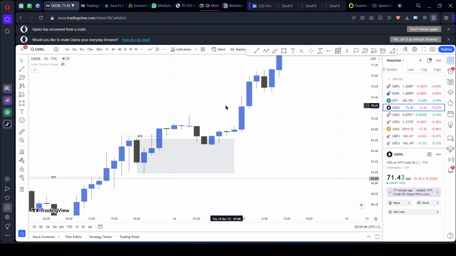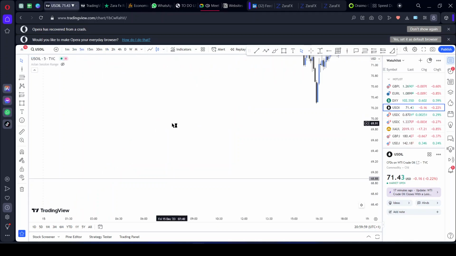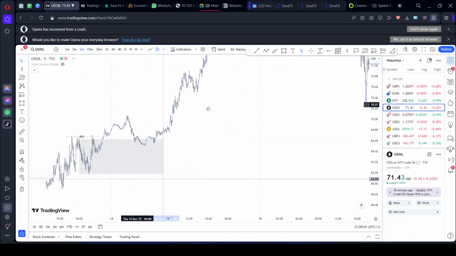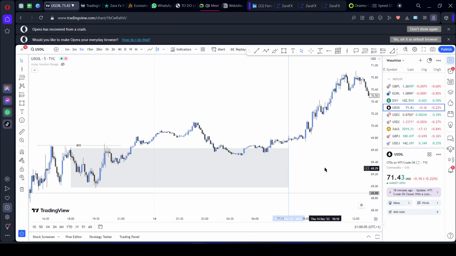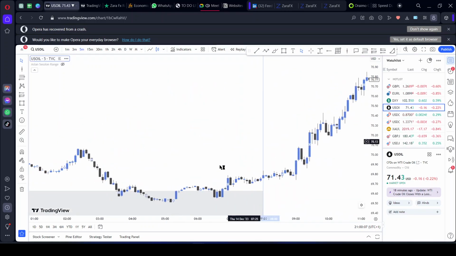Let me pick my tool. Yeah, so that's London session. Straight to our 5 minutes time frame for entry. Okay, so at the open of London session, what do we see?